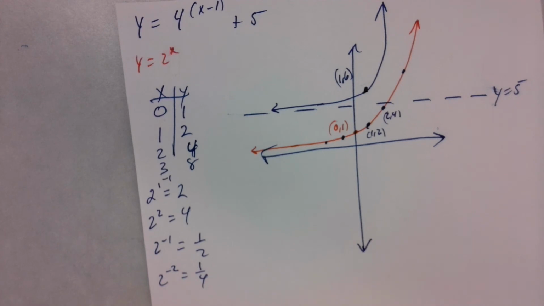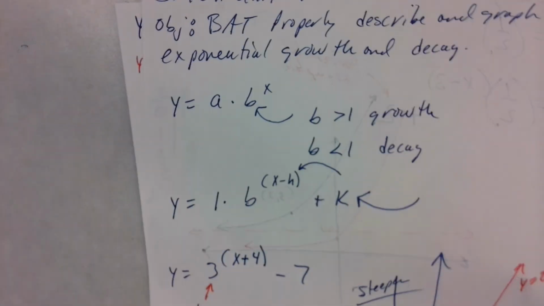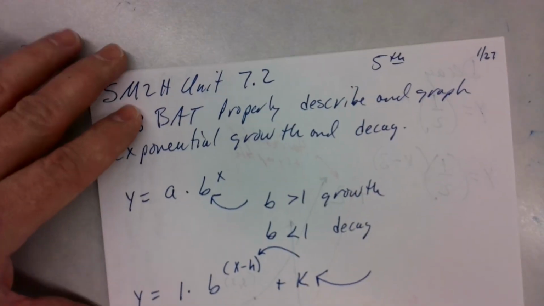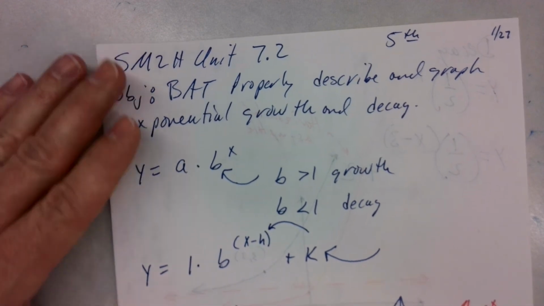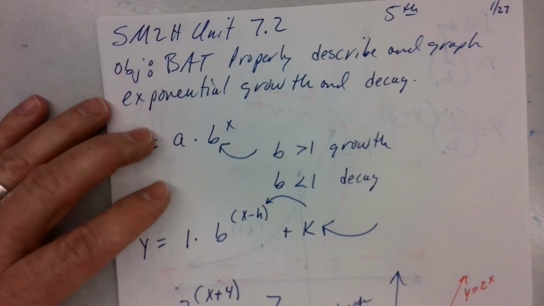Quick question real quick. Wait, so what makes it go decay over there? Is it like a negative on the outside? Okay, sorry, I'm just making sure. I'm gonna write that down.